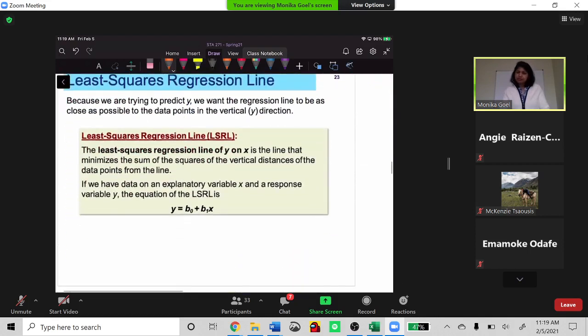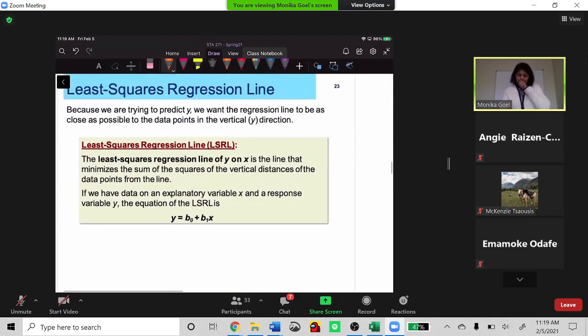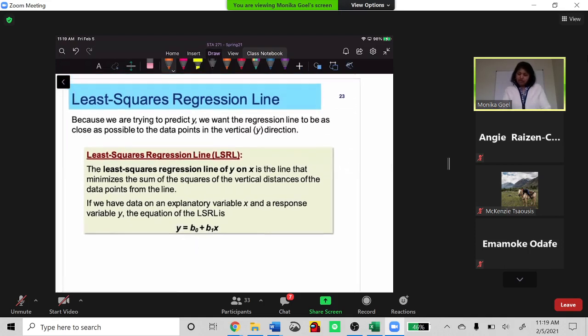Questions? Everybody good with the least square regression line? Because we will have questions where you are plugging in the values and solving for that. So we will do an example. Least square regression line, because we're trying to predict the value of y and we want the regression line to be as close as possible to the data points in the vertical direction. We use the least square regression line, LSRL, if you see that, it talks about the least square regression line. And this is the standard definition of your least square regression line.